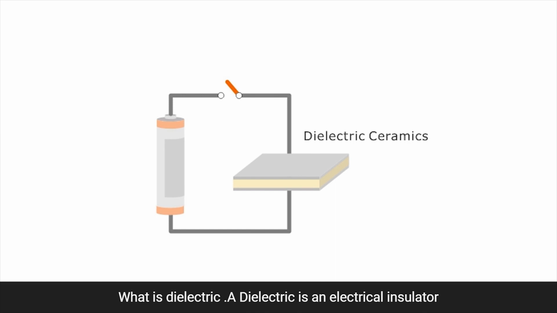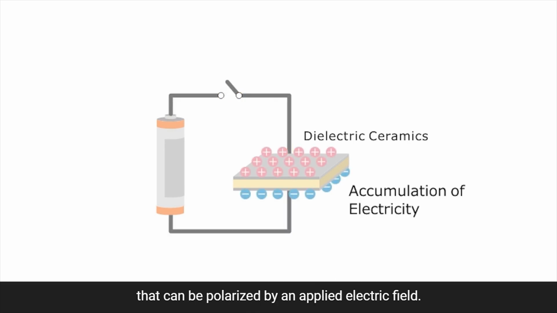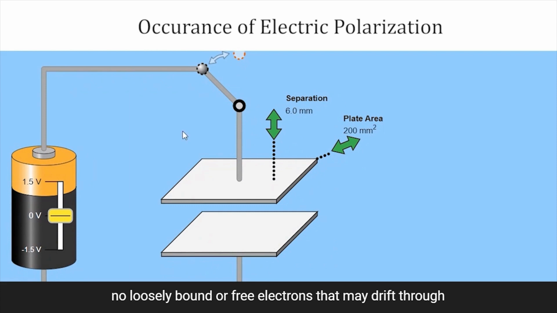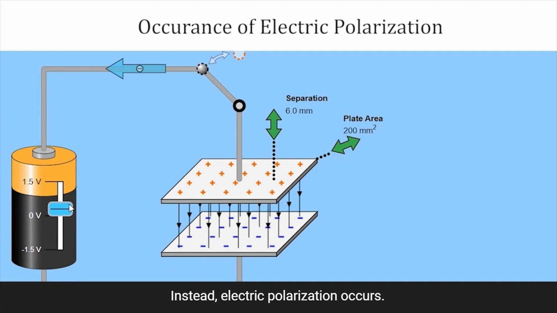What is a dielectric? A dielectric is an electrical insulator that can be polarized by an applied electric field. When dielectrics are placed in an electric field, practically no current flows in them because, unlike metals, they have no loosely bound or free electrons that may drift through the material.